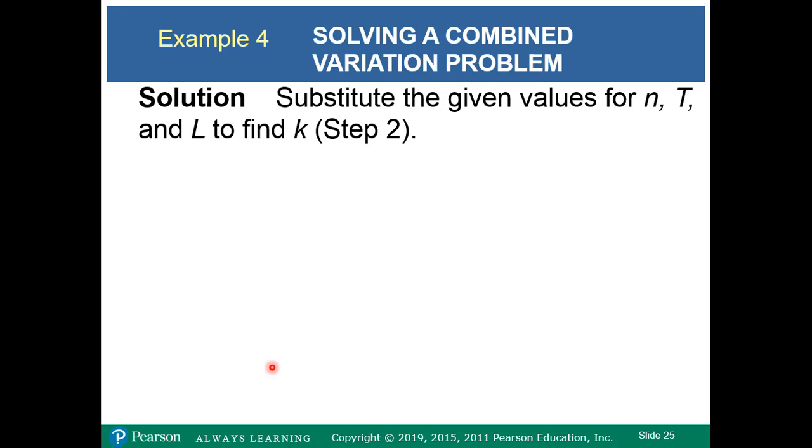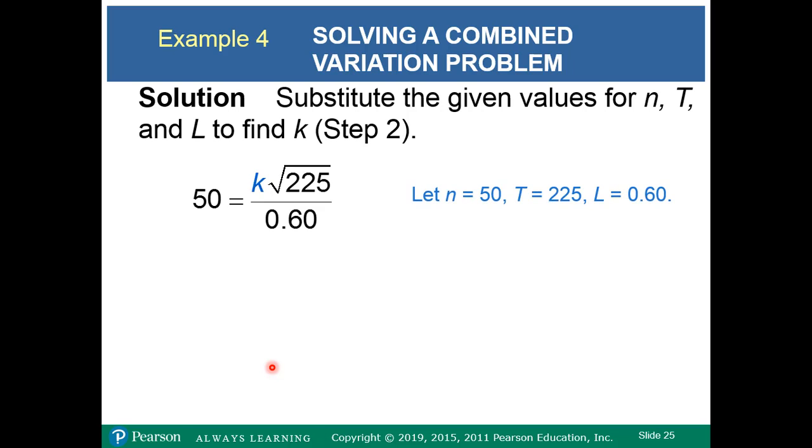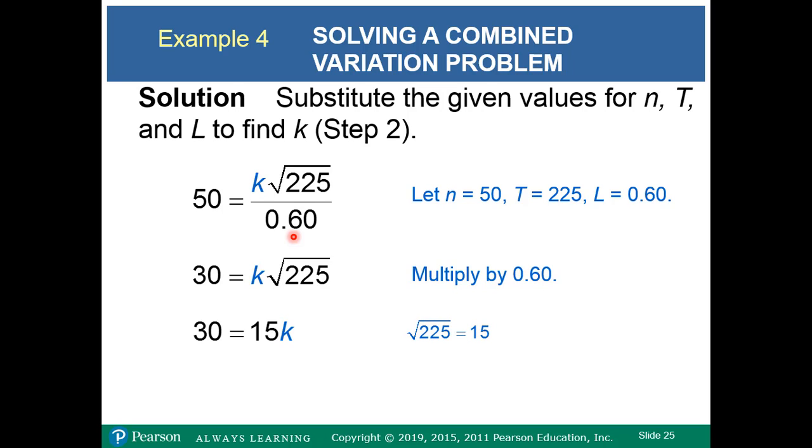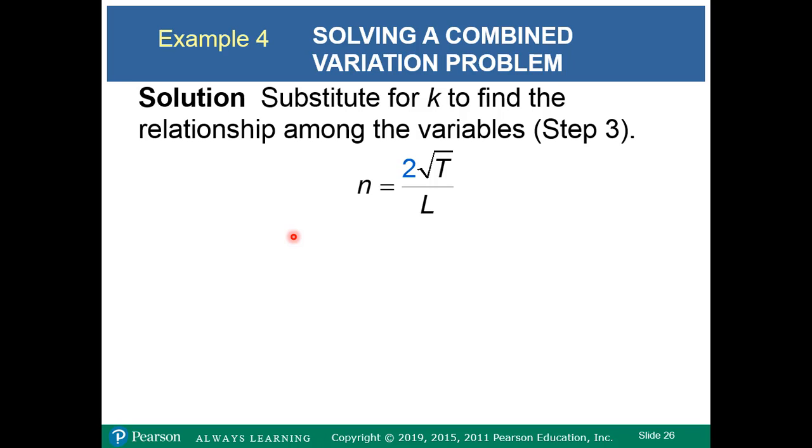Then we're going to use the information to solve for k. We substitute in the values that we know: n is 50, t is 225, and L is 0.6. Now if we solve for k, we find that k is equal to 2. Now we have our formula, which is n equals 2 times the square root of t over L.